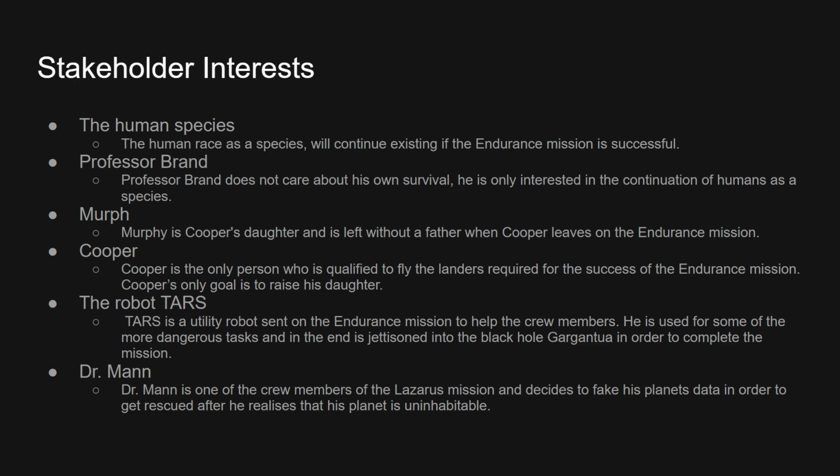So the stakeholder interests. First off, we have the human species. The people on Earth are not really stakeholders in Professor Brand's decision to lie to Cooper. Everyone on Earth was already doomed to die, whether or not Cooper decided to go on the Endurance mission. But the human race as a species would be able to continue existing if Cooper participated in the Endurance mission.